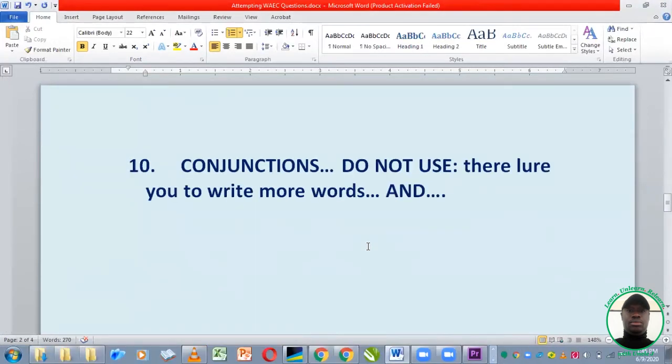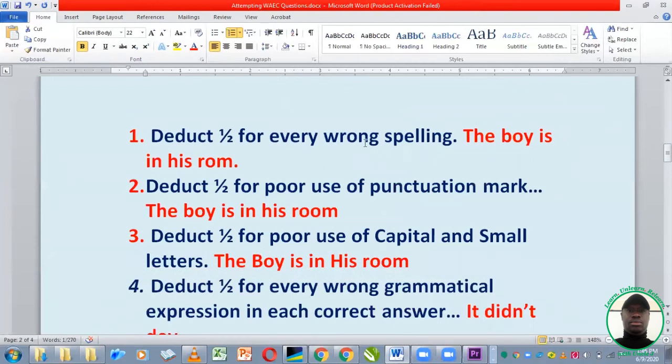Finally, avoid using conjunctions except where necessary. If you use conjunctions in your answers, you will be tempted to write more, and you know that WASSCE summary has everything to do with brevity, not verbosity. If you avoid all these errors, you will get your complete 5 marks.